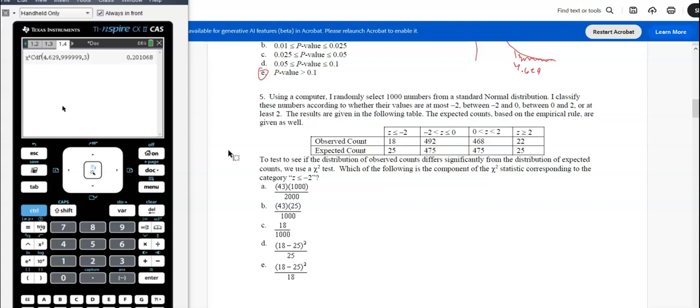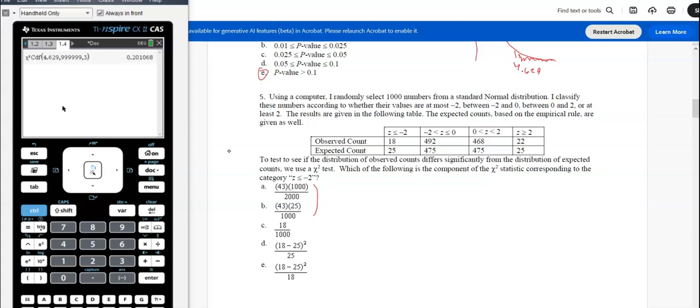So they did the expected counts for us. It's pretty nice. These look like expected count formulas almost, like just looking at it. Remember, row total times column total divided by the grand total. But that's not what we're finding here, I don't think. So I don't think those are going to be the answers.